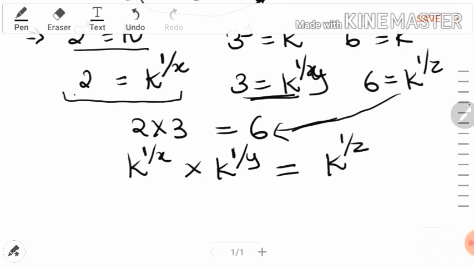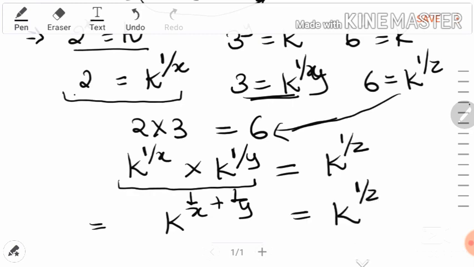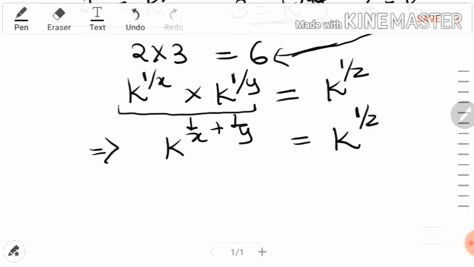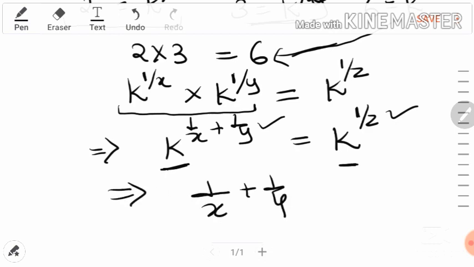Now using the law of exponents for the left hand side, we have same base numbers multiplied. So k to the power 1 over x plus 1 over y is equal to k to the power 1 over z. Now we have reduced this equation to one term on left hand side and one term on right hand side with the base numbers equal. So we can equate the powers. So 1 over x plus 1 over y is equal to 1 over z.